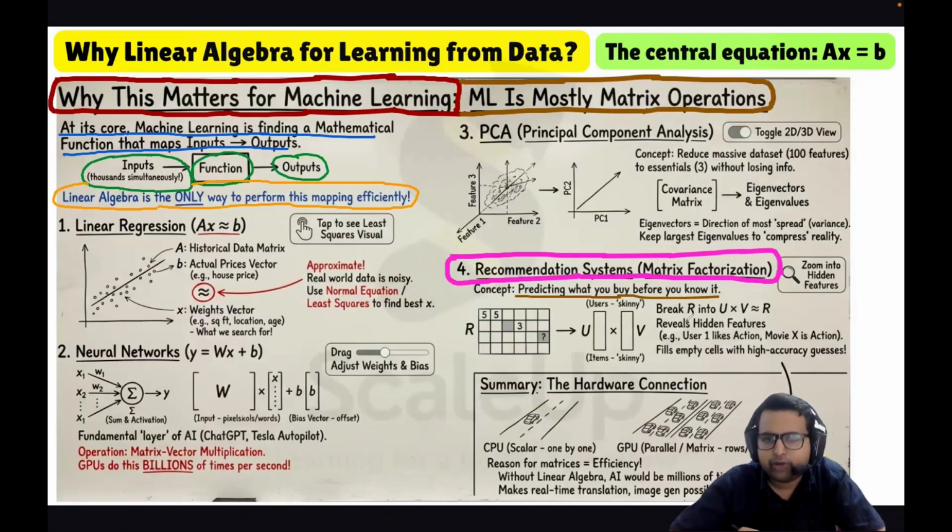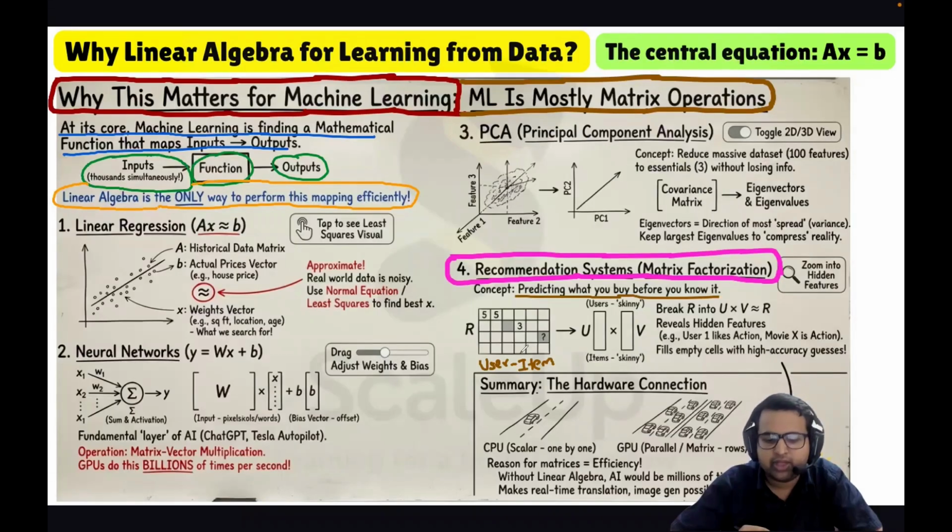Now the matrix view, let us understand. Imagine a giant grid where every row is a user and every column is an item. So we have a user item matrix. In the user item matrix, every row is a user, every column is an item, and the numbers are the preferences. And it is like a sparse matrix. Most of the cells are empty.